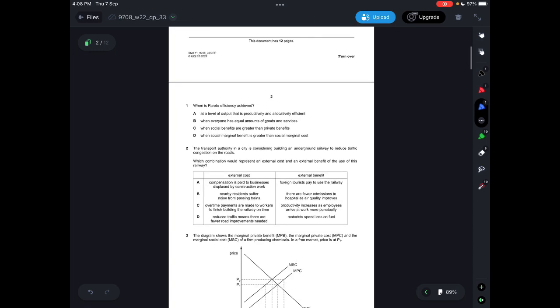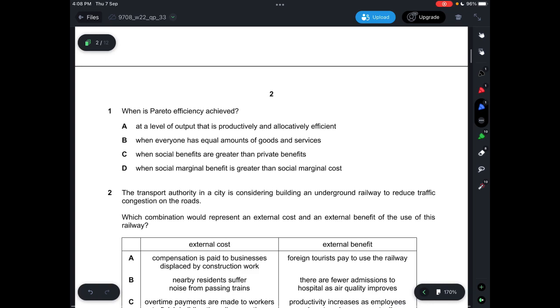Alright, let's start. For the first question, it says, when is Pareto efficiency achieved? Now, Pareto efficiency is achieved when your output is both productively and allocatively efficient. So if we look at the four options here, A will be the correct answer.